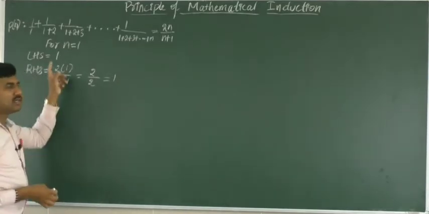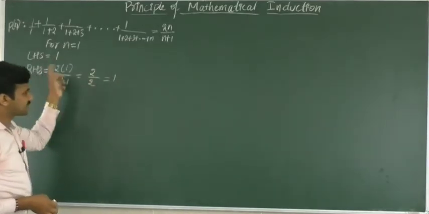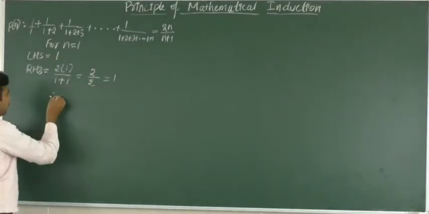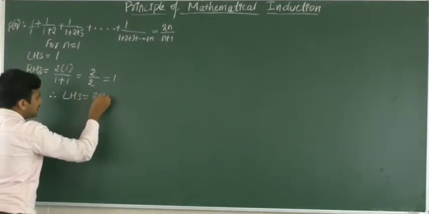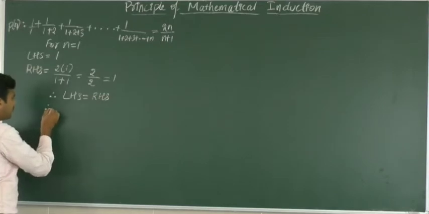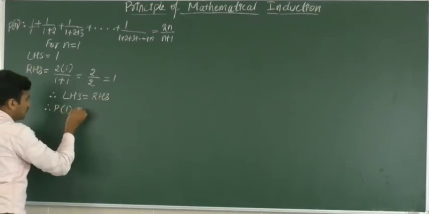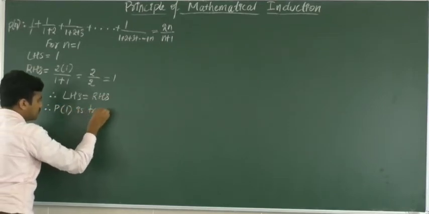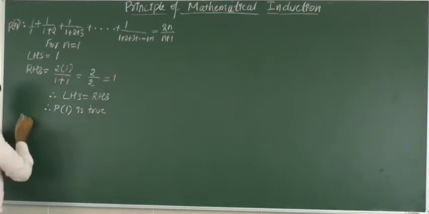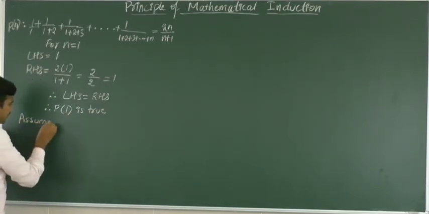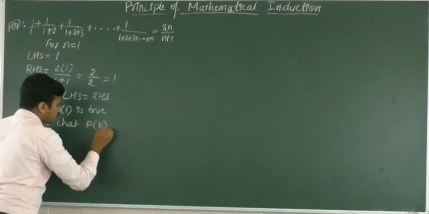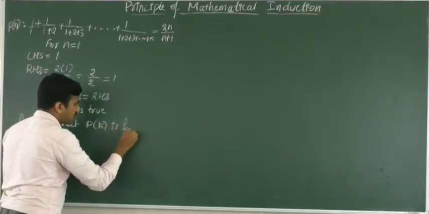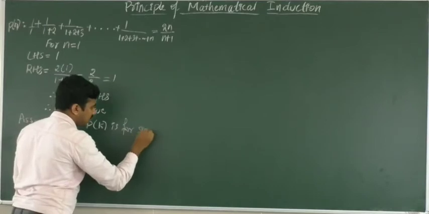So you can observe the left hand side is 1 and the right hand side is also 1. Therefore we can say LHS is equal to RHS. Therefore P of 1 is true. Now assume that P of k is true for some natural number k.